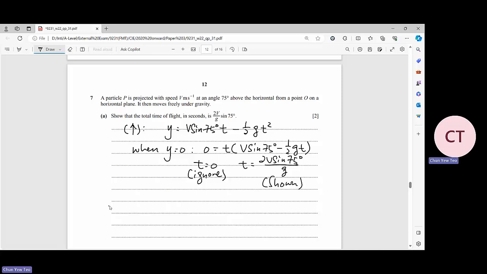Okay, the reason is that this projectile motion starts from here, t equal to 0. Then when you reach until here, your t will be 2v sine 75 degree over g. So that is the reason we ignore t equal to 0. So you can see that the time of flight actually depends on the vertical motion. It depends on the vertical motion.